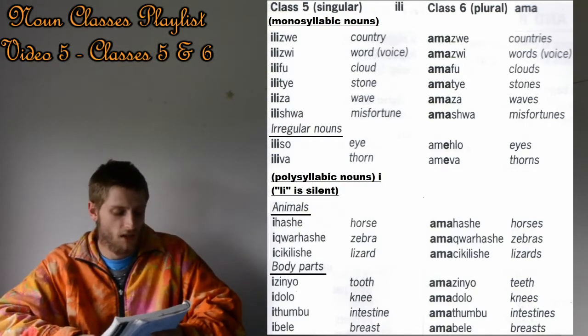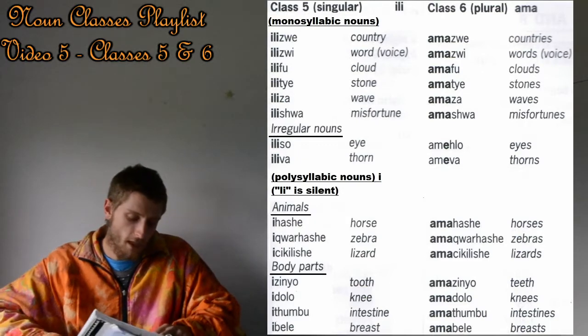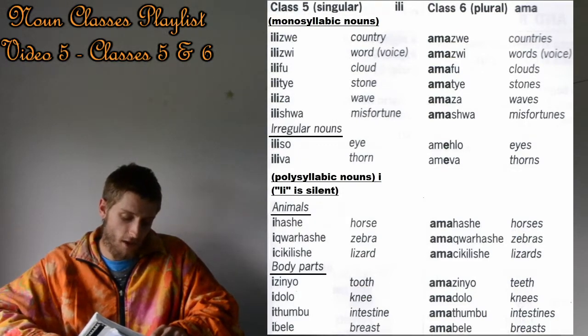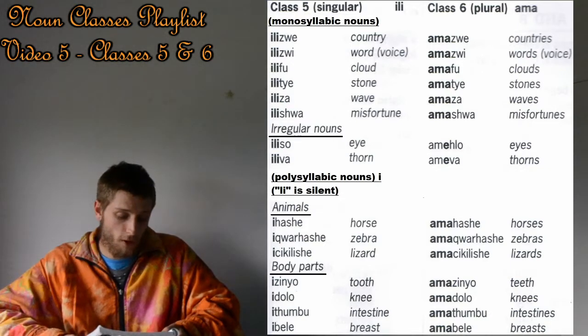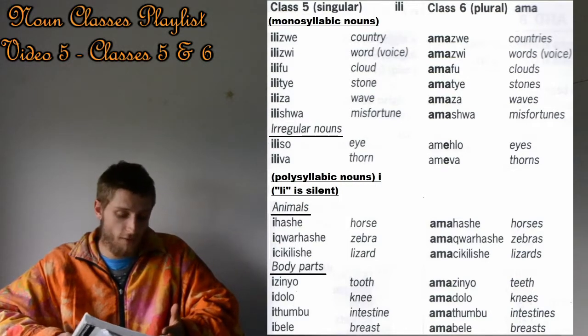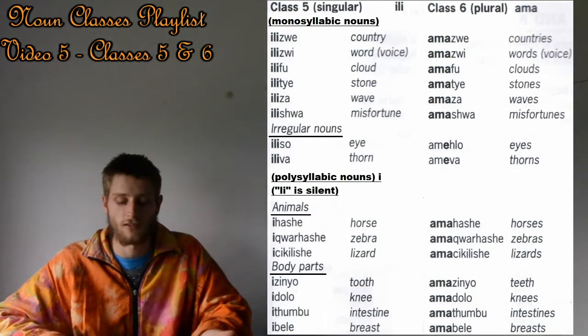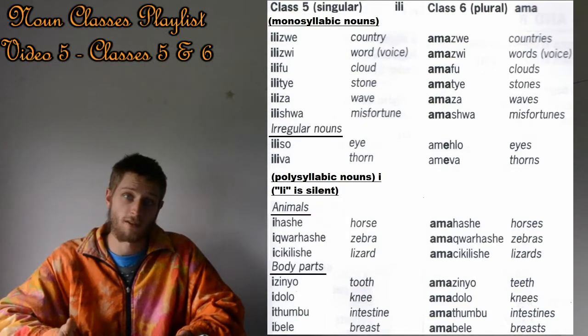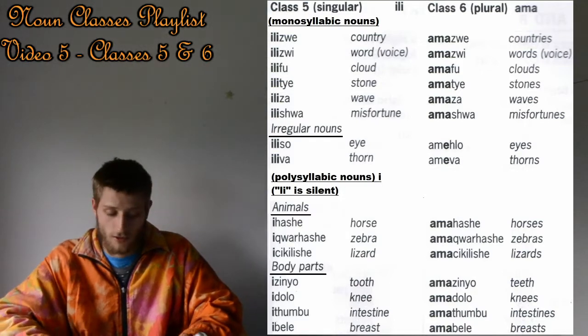And then, to go back to the irregular nouns, there are two exceptions there, iliso and iliva. Now you would see those and think immediately, okay, the plural of iliso is amaso, and the plural of iliva is amava, because that's the general trend of these two classes. However, these are exceptions to the rule, and you just have to memorize them. There's no other way to go about it.